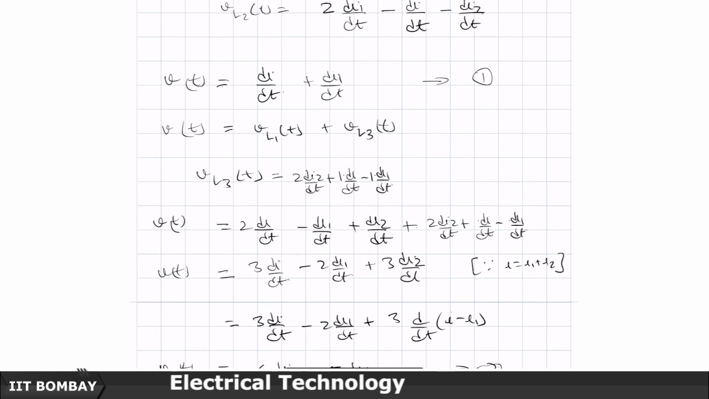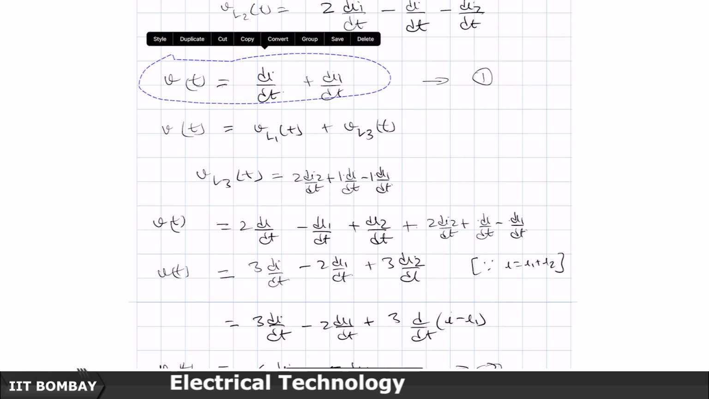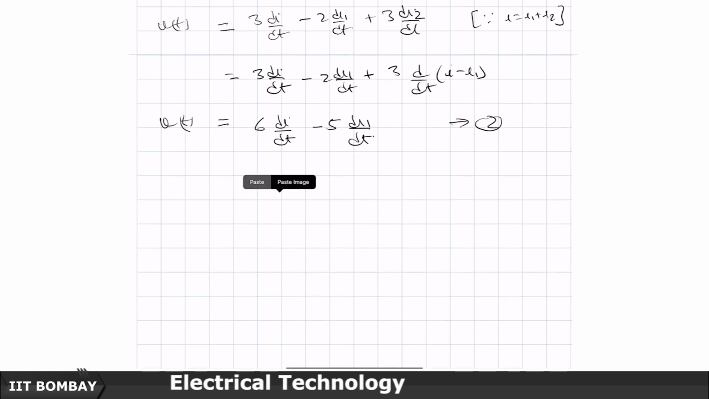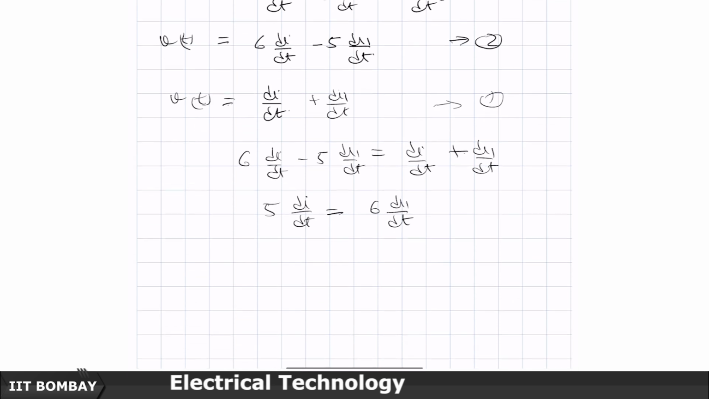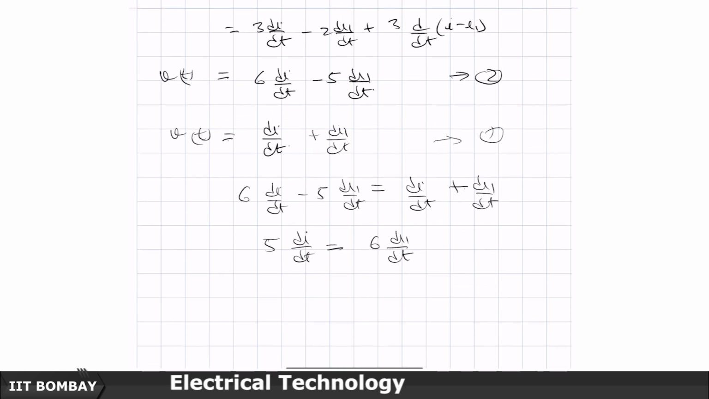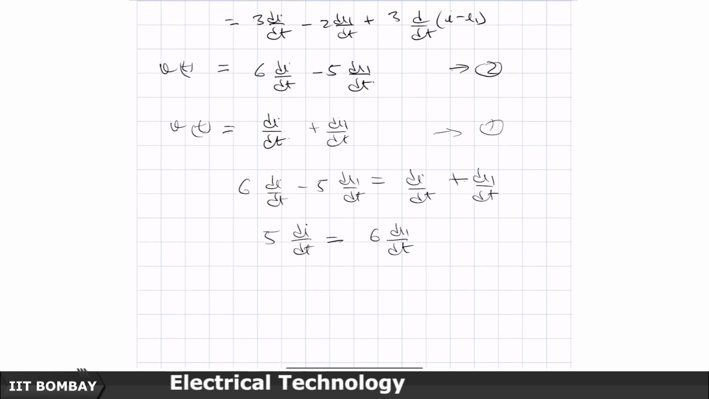So, now we can actually equate 1 and 2. This is equation number 1, and if you equate 1 and 2, you will get a relationship between I and I1, which is that 6 di by dt minus 5 di1 by dt is equal to di by dt plus di1 by dt. So, 5 times di by dt is equal to 6 times di1 by dt.